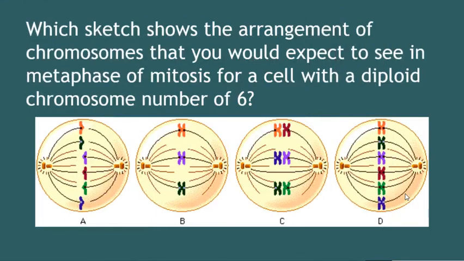So here's your next question. Which sketch shows the arrangement of the chromosomes that you would expect to see in metaphase of mitosis for a cell with a diploid chromosome number of 6? Well, this one has nothing to split. And so we know at this point in mitosis that you have to have pairs, right? They're all lined up in pairs.